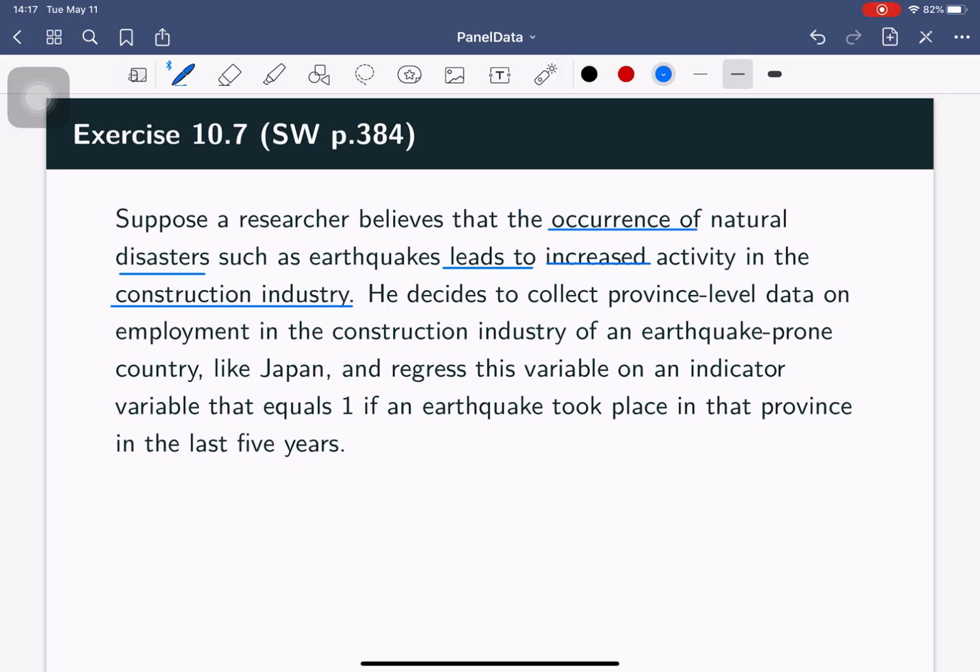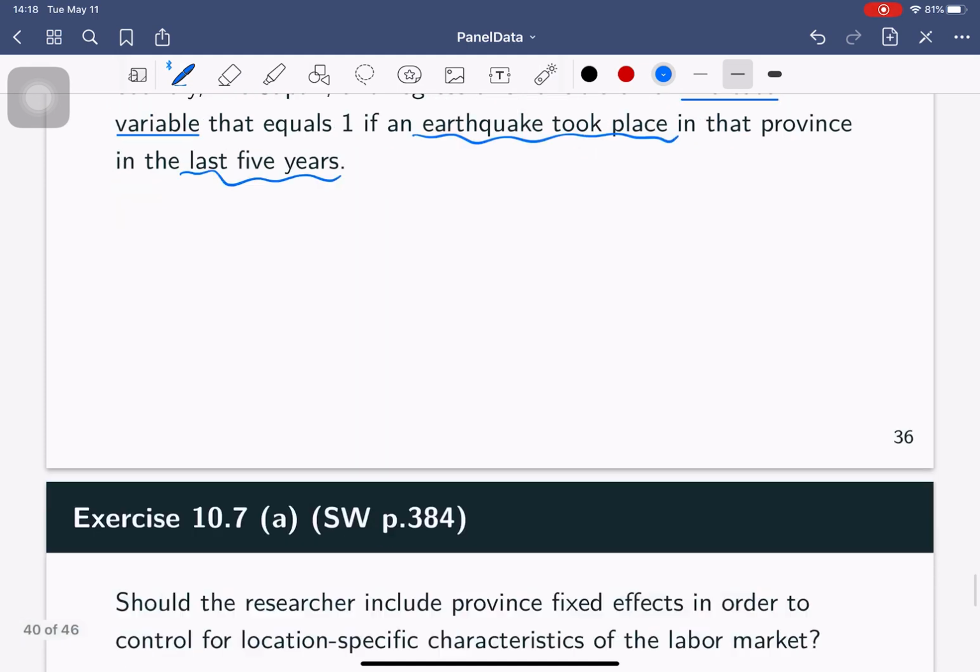Okay, so here you use an indicator variable. Maybe you can see it as a dummy variable or categorical variable. They are the same in the model setting. If this variable equals 1, it means an earthquake took place in that place in the last 5 years. So you should know some information in this question.